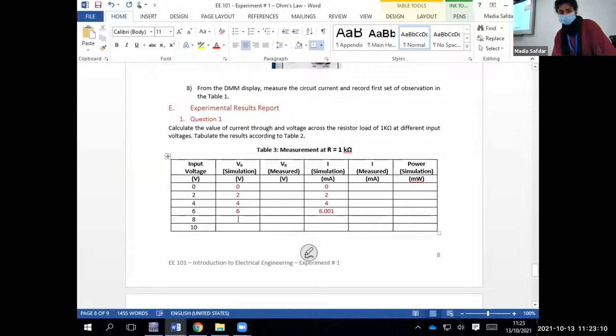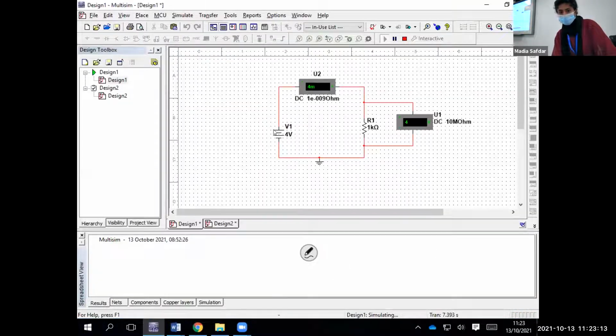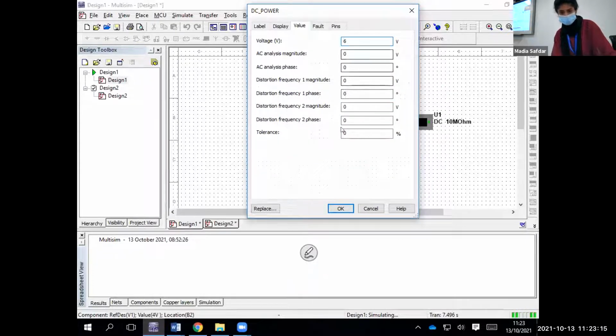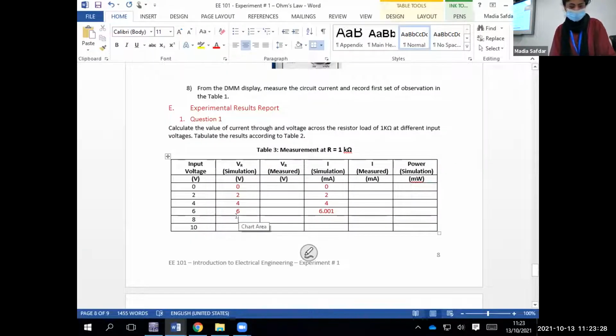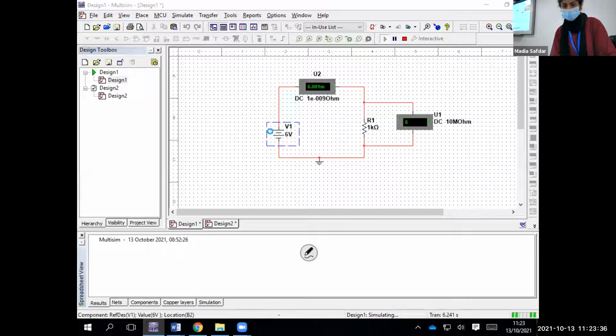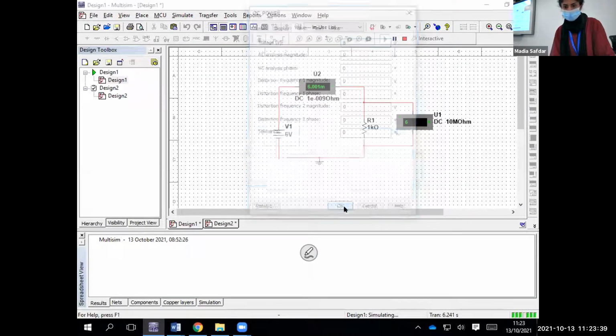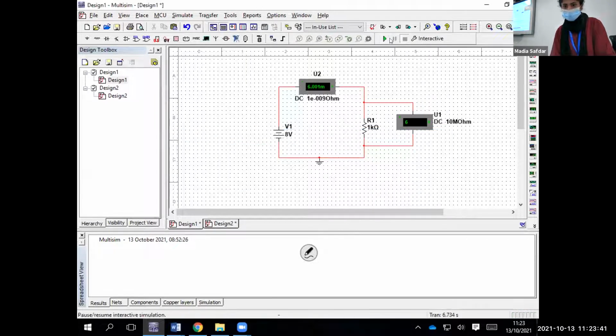Then 6 volts. Go back, put it to 6 volts, and then run. This is 6.001 milliampere and 6 volts, right? Then 8 volts. Go back here and make it 8. You see 8.001 milliampere.